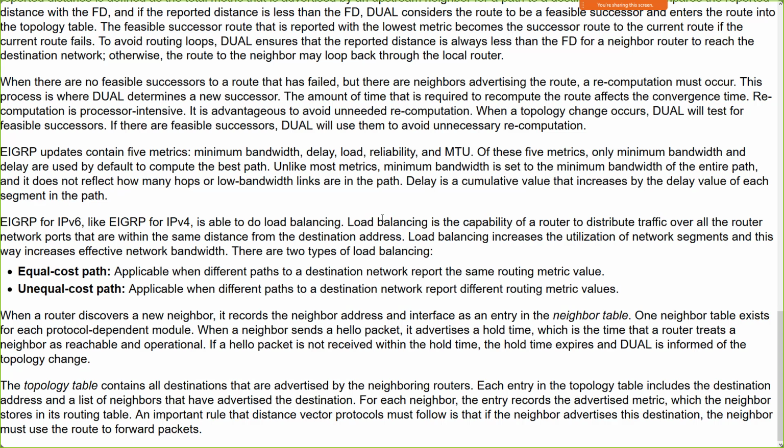If I want to verify my adjacencies in IPv4, I do show IP EIGRP neighbors. Okay. If I want to do the same thing in IPv6, show IPv6 EIGRP neighbors. If I want to see my topology database, show IP EIGRP topology. If I want to see it in IPv6, show IPv6 EIGRP topology. So it's very, very simple to transition from v4 to v6.